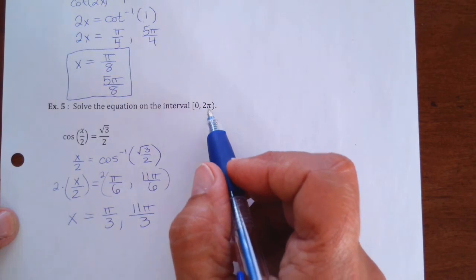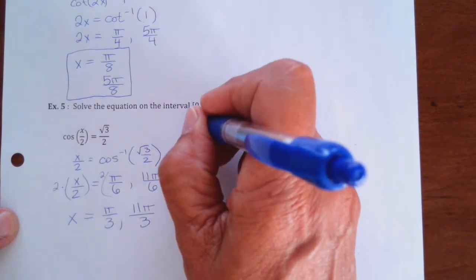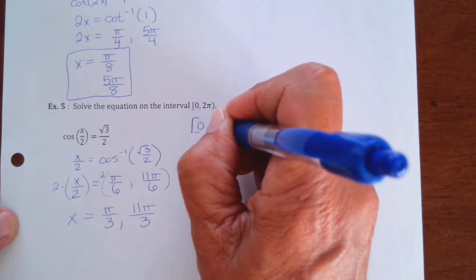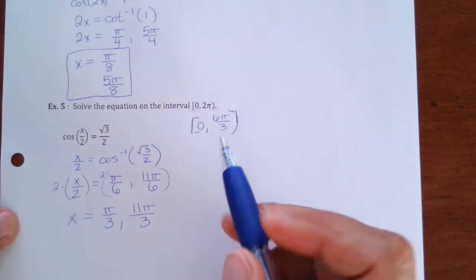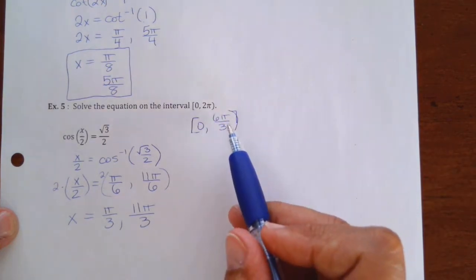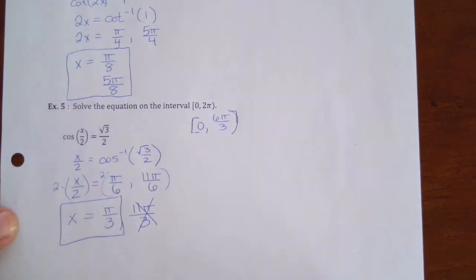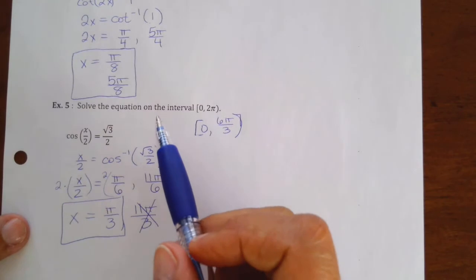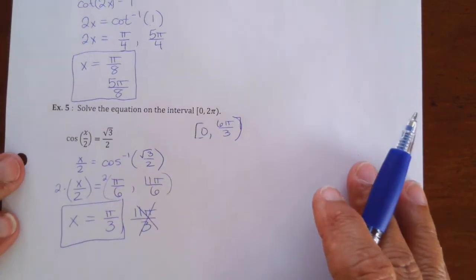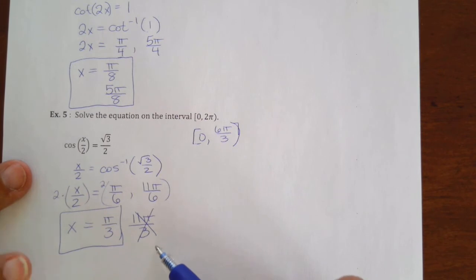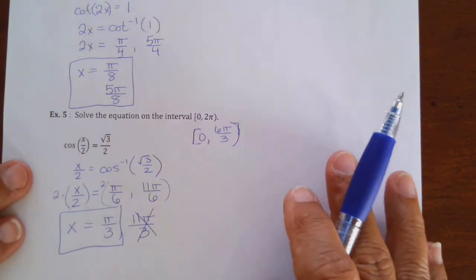Well, if I write 2 pi as something over 3, that would be 6 pi over 3, right? That's 2 pi. So this is bigger than that. So that is not one of my answers. So you've got to be careful. You always want to check the answers that you know are on the unit circle, then that's fine. But if it's too big, then you've got to take it out. So that tells me I've got to go back up.